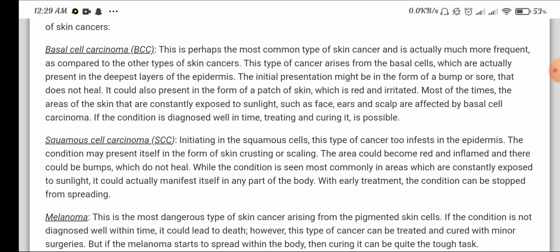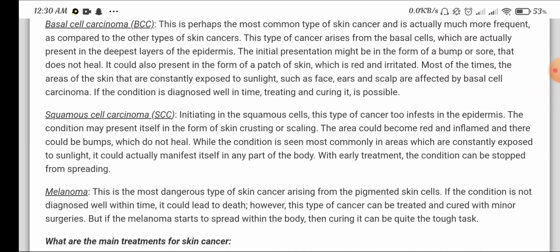The initial presentation might be in the form of a bump or sore that does not heal. It could also present in the form of a patch of skin which is red and irritated. Most of the time, the areas of the skin that are constantly exposed to sunlight, such as the face, ears, and scapulae, are affected by basal cell carcinoma. If the condition is diagnosed well in time, treating and curing it is possible.